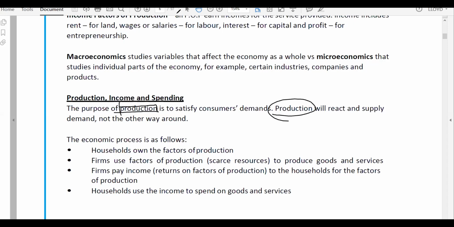Production, therefore, is the one that reacts to supply and demand, not the other way around. Supply and demand don't depend on production, but rather it is production which depends on the supply and also on the demand of a particular product.